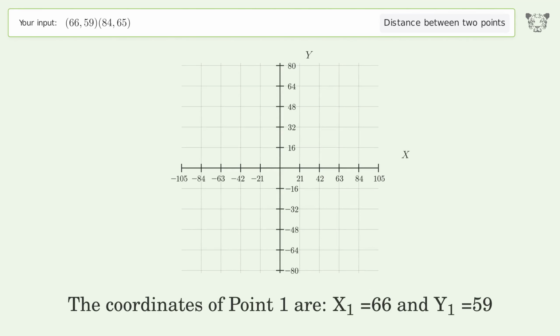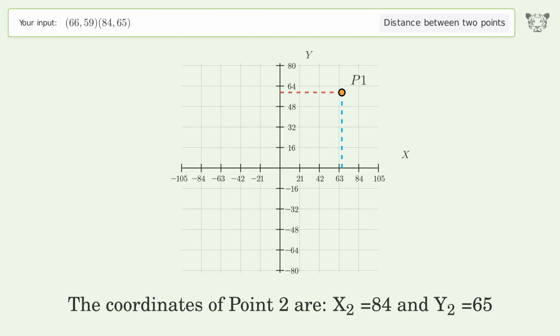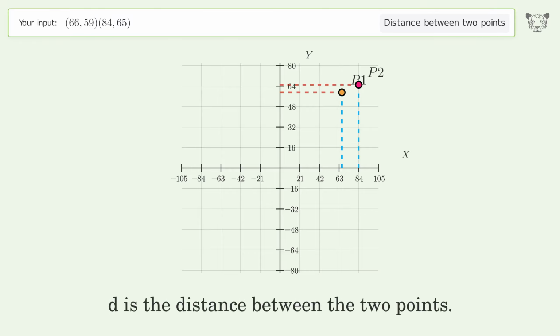The coordinates of point 1 are x1 equals 66 and y1 equals 59. The coordinates of point 2 are x2 equals 84 and y2 equals 65. D is the distance between the 2 points.